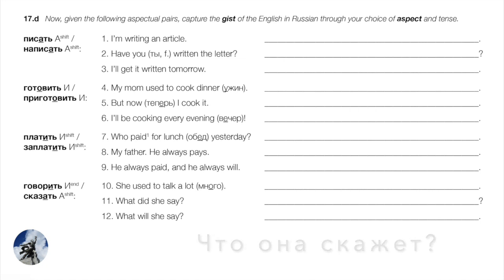Now again, the imperfective version would be что она будет говорить. That sounds more like an ongoing speech or maybe repetition. What will she say repeatedly when you say to her repeatedly this, that, or the other? So it sounds a little bit more like an unusual situation as opposed to simply, what will she say when she hears this? Что она скажет?